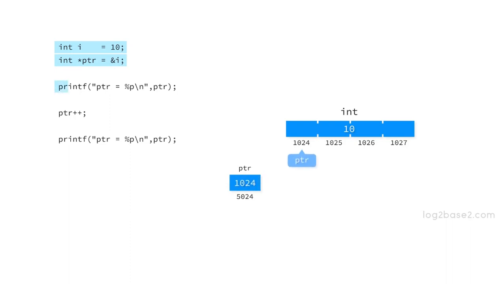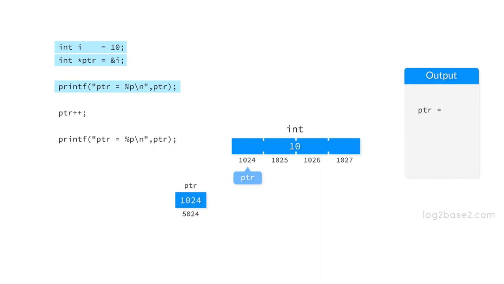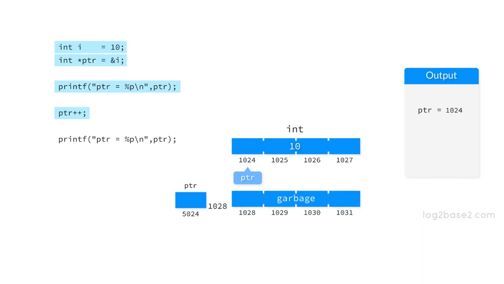Now we are printing the value of ptr, which will print the value stored in ptr, which is 1024. Now we are incrementing ptr. Since ptr is an integer pointer, the increment operation will move by 4 bytes, as the size of int is 4, and will point to 1028. So now ptr will have the value 1028. Now let us print the value of ptr again and it will print 1028. So that is about the pointer increment operation.